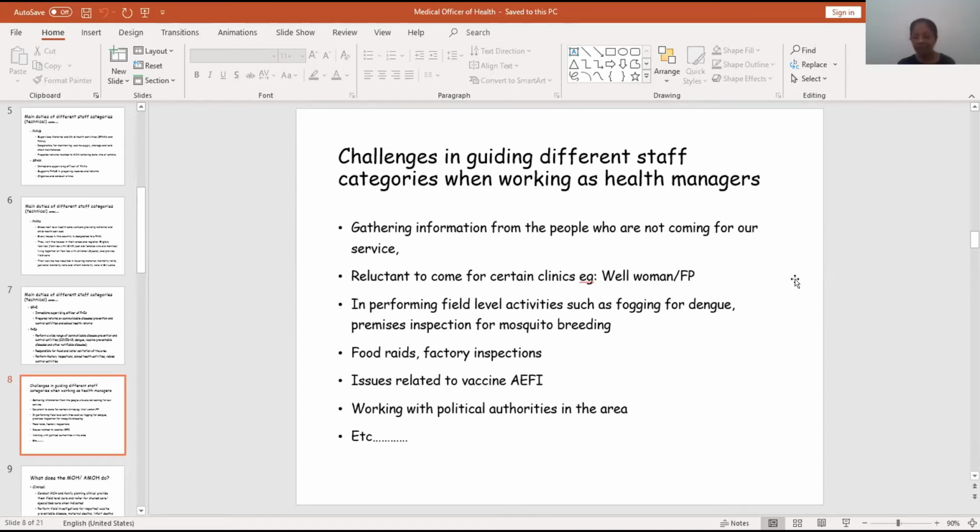And anyway, as a medical officer of health, we have to work with the political authorities. It's very difficult to convince them, but we have to know our technical work well. If we know our technical things well, we will be able to convince them and get their support for our work.